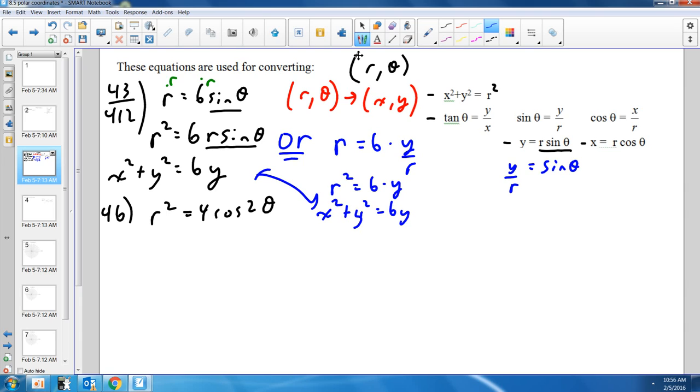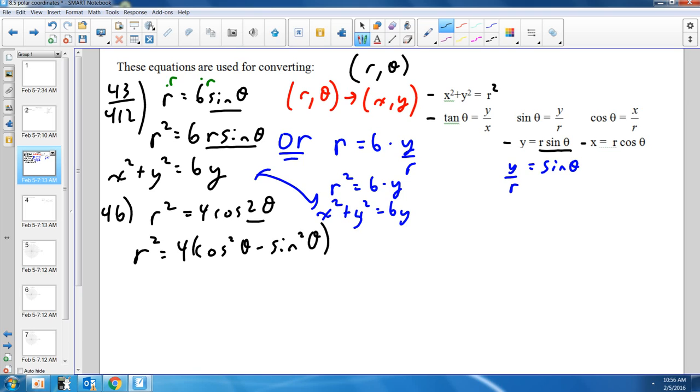Let's go ahead and look at 46. And 46, we have a problem, and that problem is that we have a 2 theta. The 2 theta is not contained in any of these equations, so I have to break that down in terms of theta. There are 3 identities for the cosine 2 theta. It's a double angle. And so I'm going to choose the one that has cosines and sines in it, because I know that I can deal with a cosine squared and a sine squared.